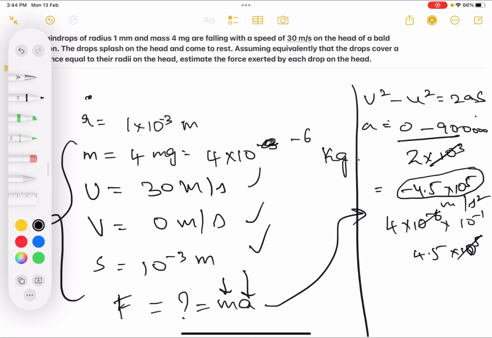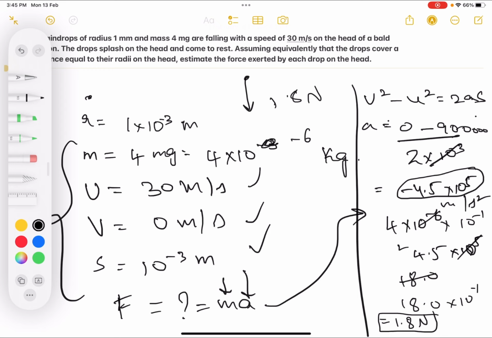And 4 into 4.5 is basically what? 18.0. Or rather it's 18.0 into 10 to the power minus 1, which implies that the overall force is 1.8 newtons, right? So this is the final answer that we have. Each drop is exerting a force of 1.8 newtons on the bald man's head.